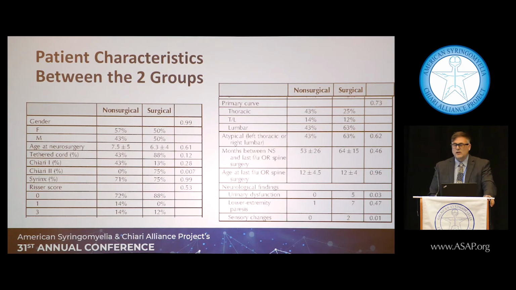So these are all the characteristics between the two groups, between surgical and non-surgical. Of all of the things we looked at, gender, age, tethered cord, Chiari 1, Chiari 2, curvature and such, the things that we found that were most notable and different in the groups is that the patients that required the initial neurosurgical procedure tended to have a more likely finding of urinary problems.